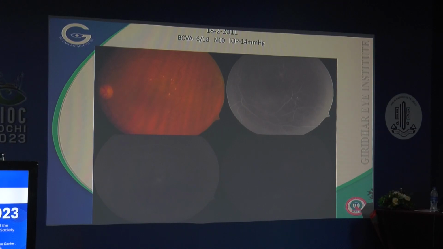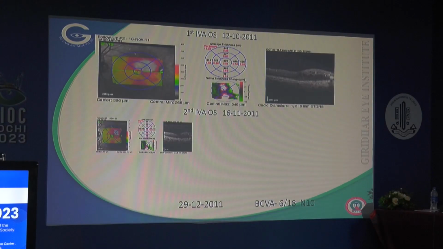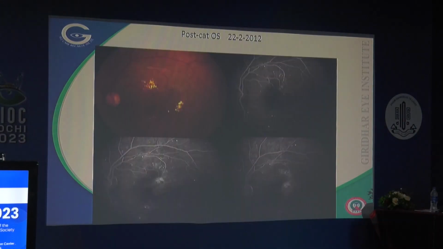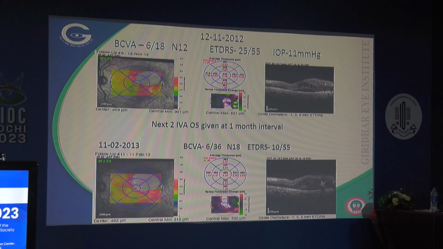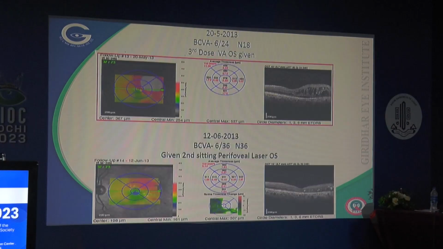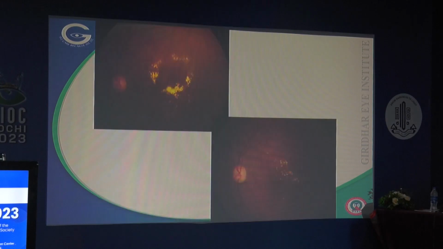Now in the left eye, I changed the treatment. Since the right eye behaved so differently, I thought, okay, left eye, let me treat the DME again prior to surgery. But in spite of treating the DME prior to surgery, in the left eye also there was worsening of the DME after cataract surgery, and a similar treatment was given to the left eye, and he finally responded with a reasonably good visual acuity of 6/24, 6/36.